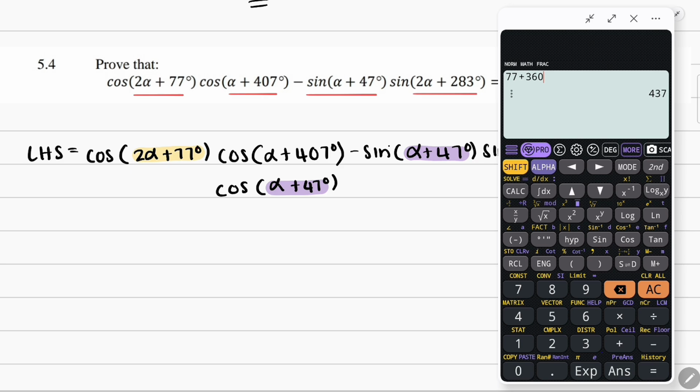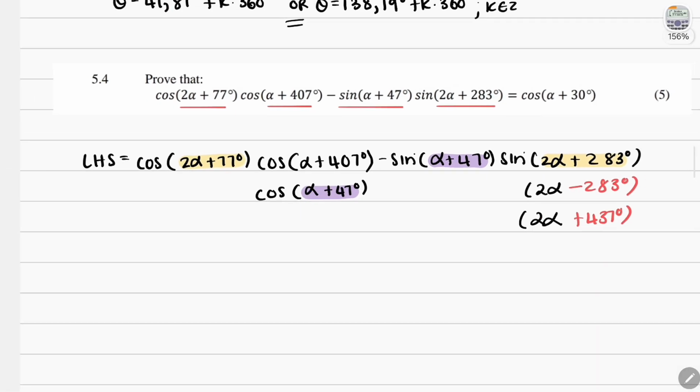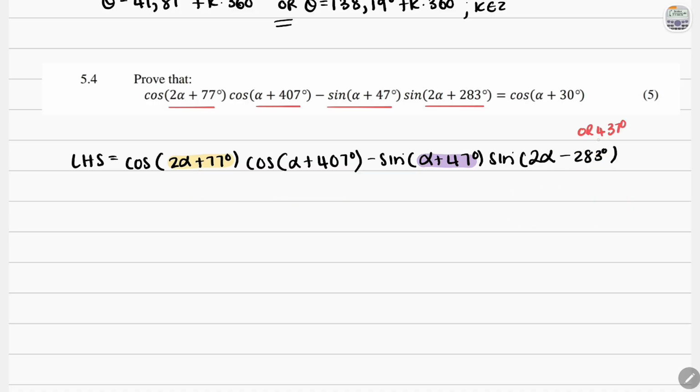It would have been 437 degrees, and this would still be fine. Plus 437 degrees would have been fine because you would have just subtracted 360 degrees from it, and then it will look back like that. And then we could simplify that further. So this is what I'm saying, this is what it probably should have looked like. Or of course 437 degrees, because you just have to subtract 360.